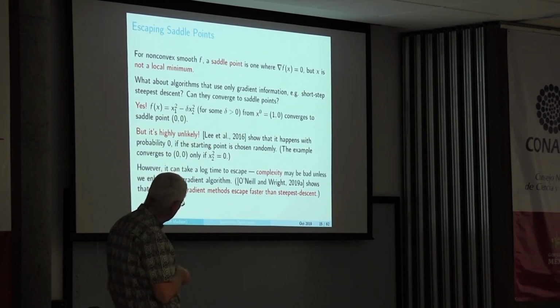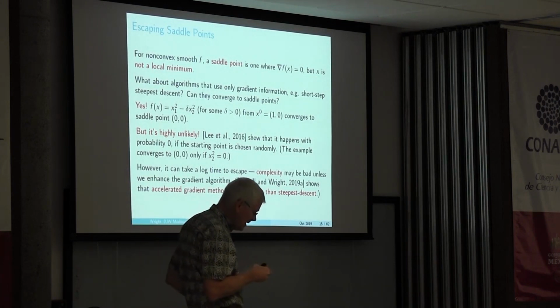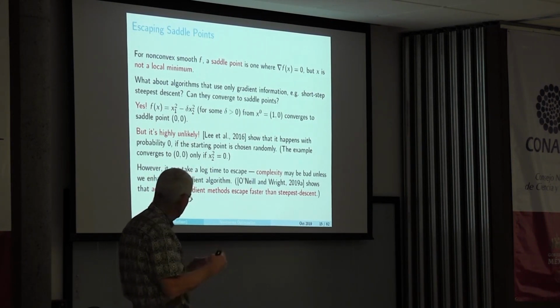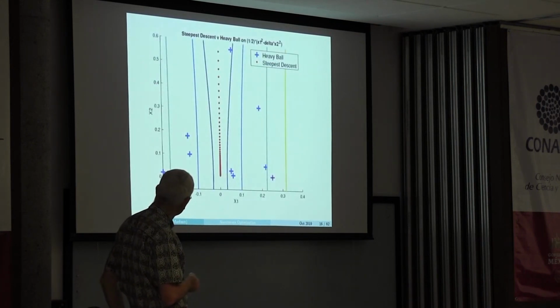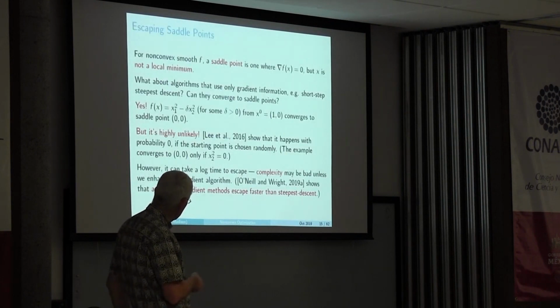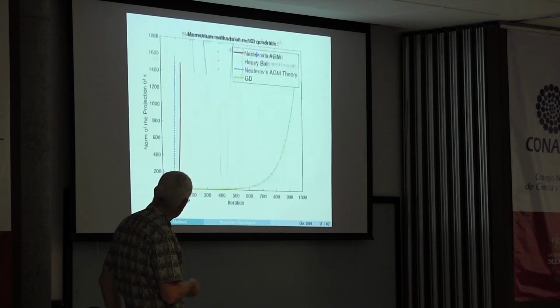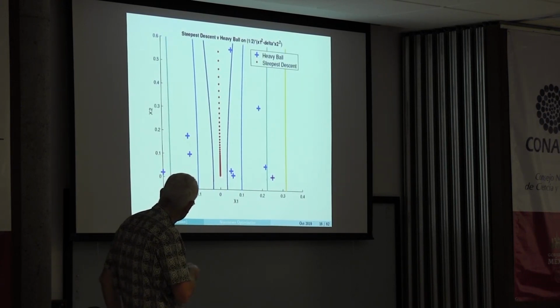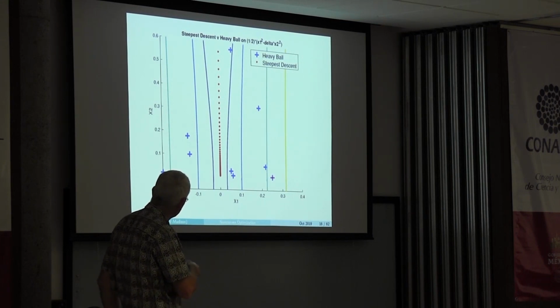However, you can still ask the question: how long does it take to escape from a saddle point? If you're using a steepest descent method or an accelerated gradient method, how many iterations does it take before you move away from a saddle point and keep going downhill? We explored that question a couple of years ago in a paper with Mike O'Neill, and we did some experiments here, using the function that I just talked about. Here's the (0, 0) point. It's a saddle point. These colored lines are the contours of the function. It increases in this direction and decreases in this direction.